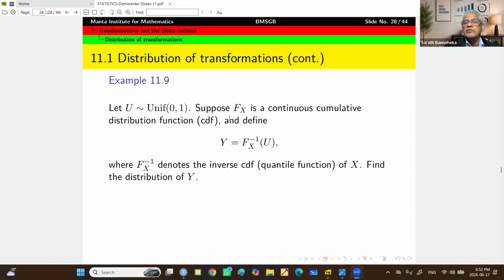Right. So the first example that we look at in this part is actually a very useful result. Even though I mentioned it as an example, you can use it as a theorem also. So let's look at that. Let U be a uniformly distributed random variable in the interval 0, 1. Suppose Fx is a continuous cumulative distribution function of some random variable x, and define y to be the inverse of this cumulative distribution function evaluated at capital U.